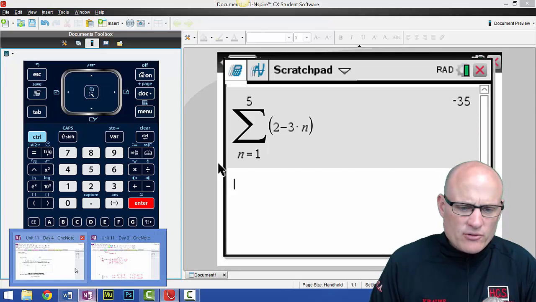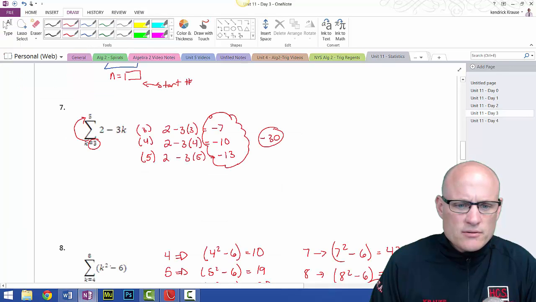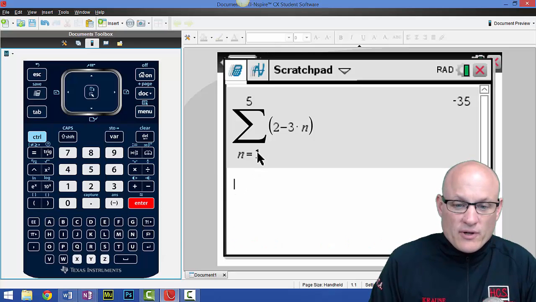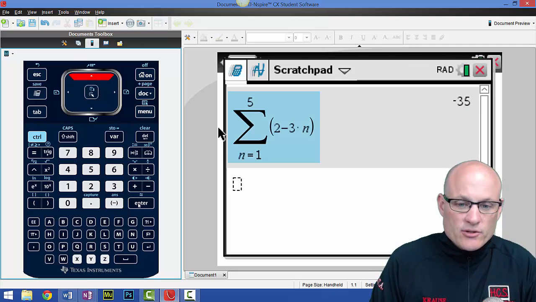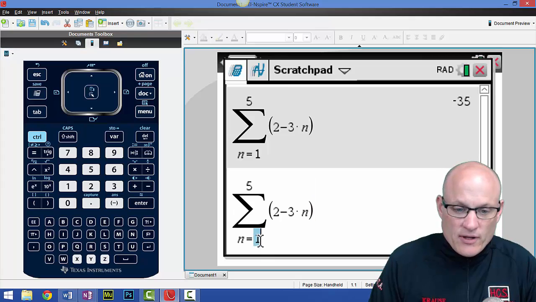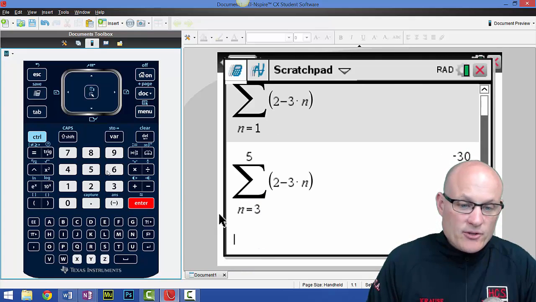I'm pretty sure I screwed up adding. Oh, 3 through 5. I think I did 2 through 5. Hold on. Oh, I did 1 through 5. That was really dumb. So we're supposed to be doing enter. Supposed to be 3 through 5, right? 3 through 5. Enter. There it is. -30.